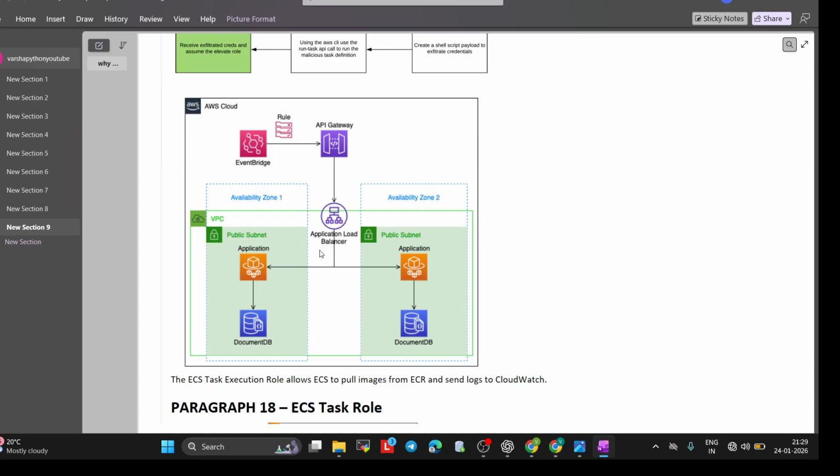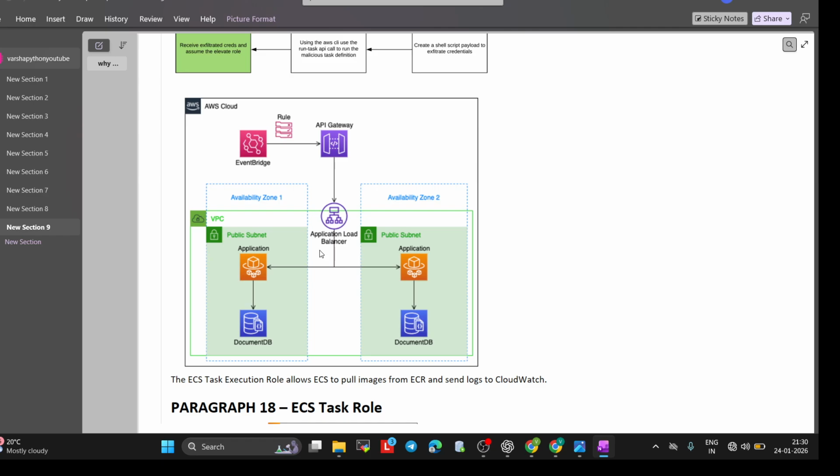it is used by the ECS service itself, not by the application running inside the container. This is what we used to say: the distinction is very important and often misunderstood by beginners. The execution role allows ECS to perform actions required to start a task, such as pulling the Docker image from Amazon ECR, creating a network interface, and sending container logs to CloudWatch Logs. Without this role, ECS cannot even start a container. This diagram usually shows ECS using the execution role to authenticate with ECR and CloudWatch on behalf of the task.